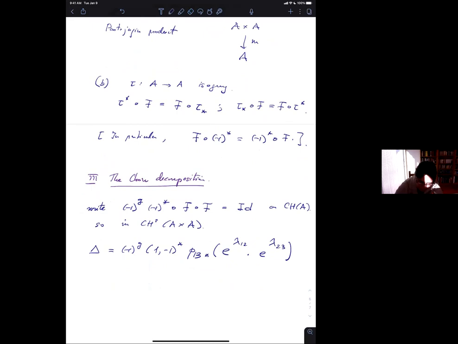Well, this is a push forward from three copies of A. This lambda 1,2 is a class on the first two factors, and lambda 2,3 on the last two. This is how you compose correspondences. And then of course I push forward to 1 and 3. So very simple.